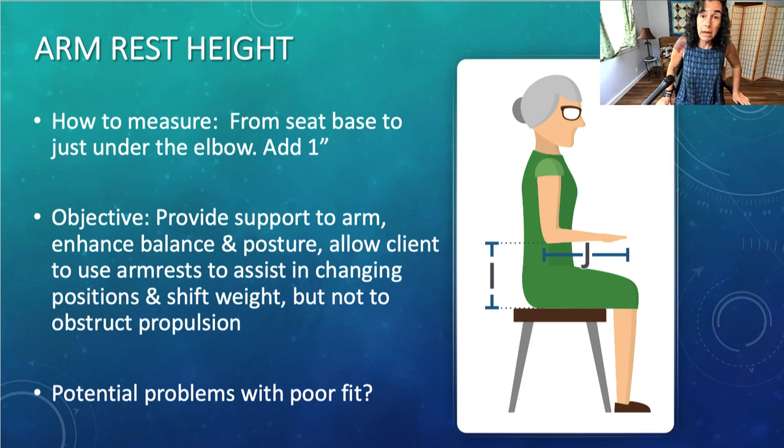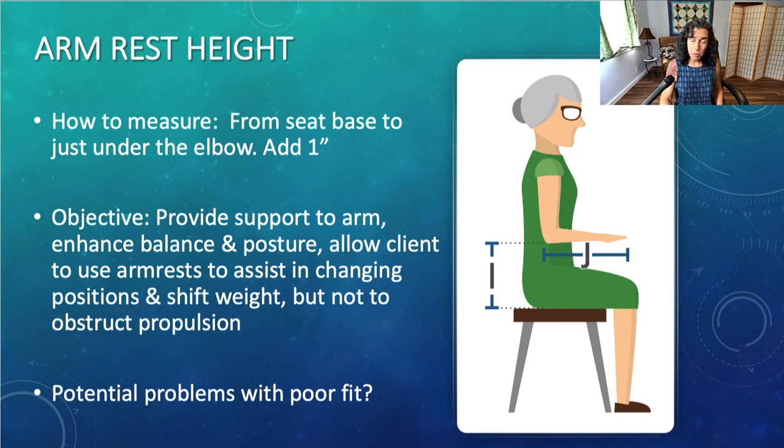So pushing down and doing some weight shifts. But we want to balance that with not obstructing their ability to propel their wheelchair. So if the armrests are too high, you're going to have to reach over, and that is not good on your shoulders. It doesn't give you effective push, etc.